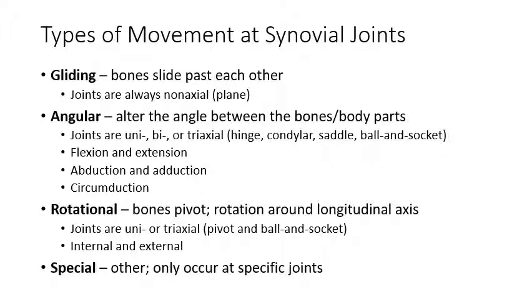And then finally you have special movement. So basically any type of movement that occurs at a synovial joint that cannot be categorized as gliding or angular or rotational, we consider a special type of movement. And there are a number of examples of special movements that certain synovial joints can do. So it wouldn't be a particular type of synovial joint that is able to do these movements. It would be 1 or 2 specific joints in your whole body that are able to do each of those types of movement.